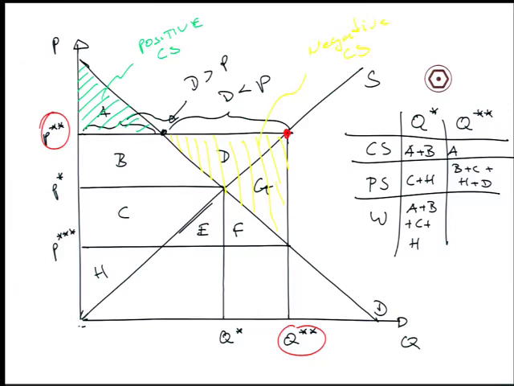So this whole area here, this yellowish area right here, that's the difference between your marginal willingness to pay and price. Your marginal willingness to pay is now lower than price, so it's negative consumer surplus. So this here is negative consumer surplus. So total consumer surplus here is going to be A plus whatever negative consumer surplus I have, so plus negative numbers, so I get A minus D minus G.